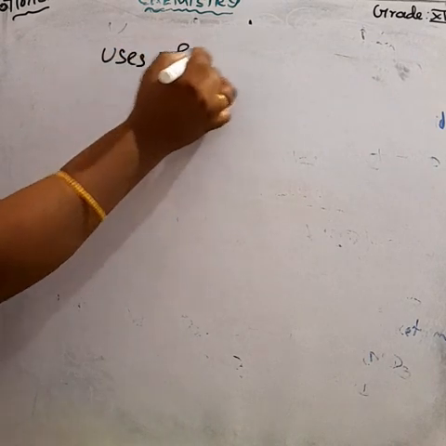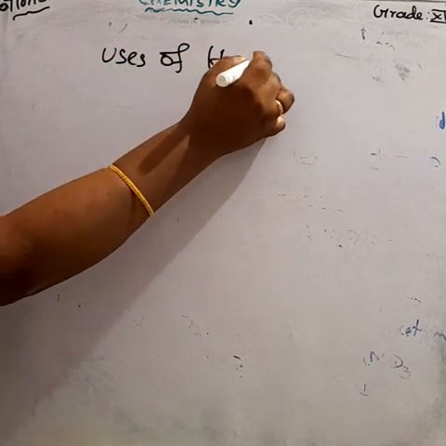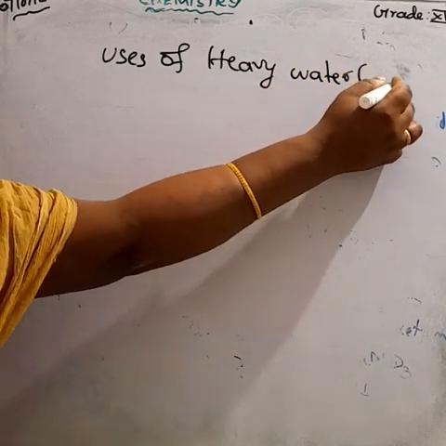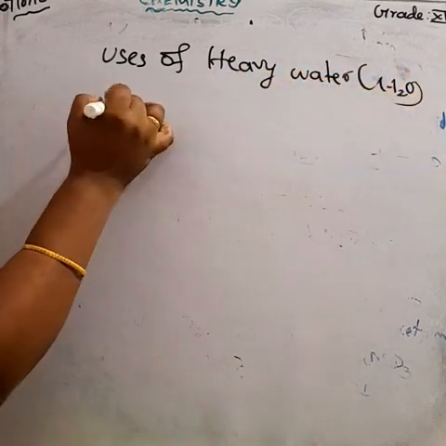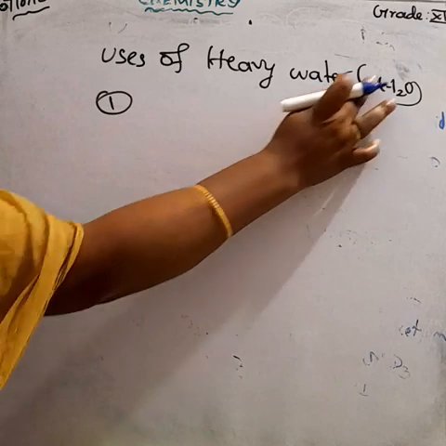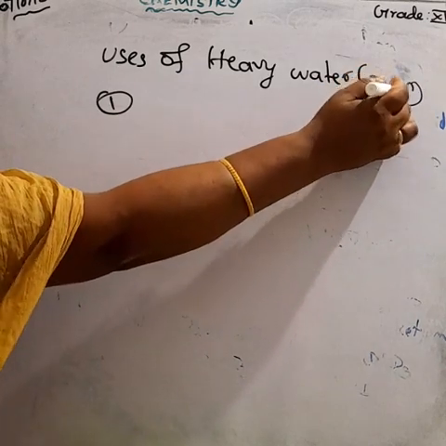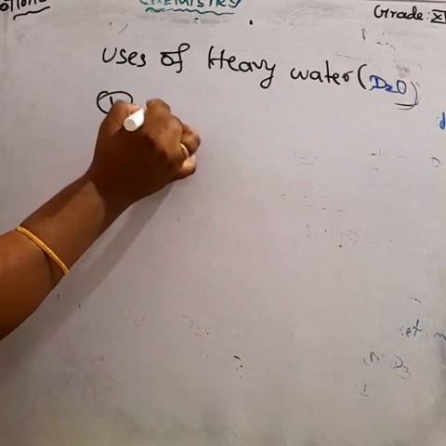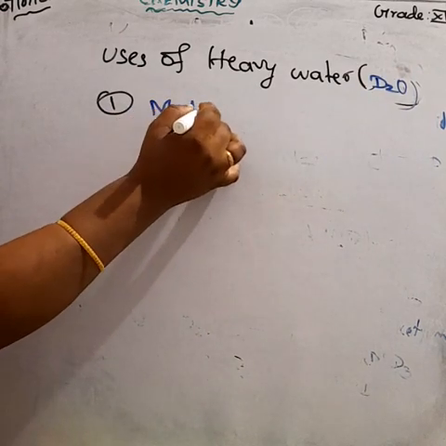Uses of heavy water. The first use: heavy water is widely used as a moderator in nuclear reactors.